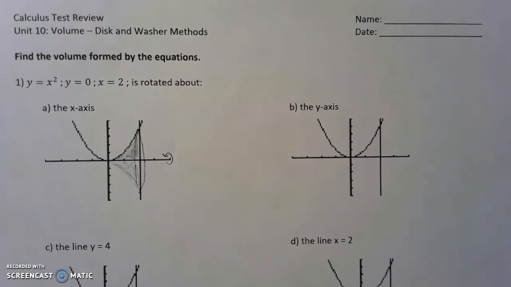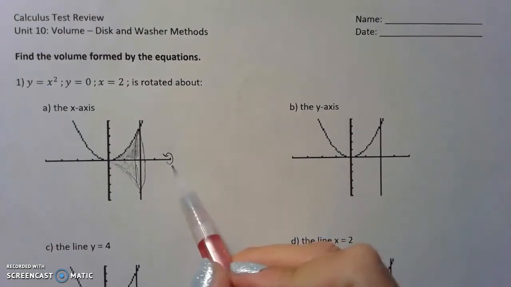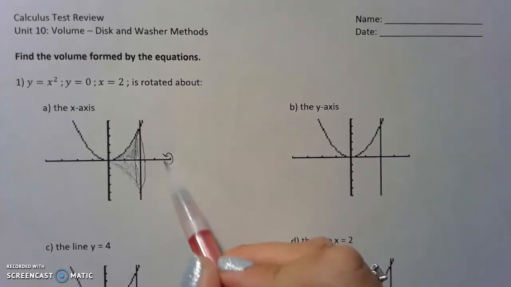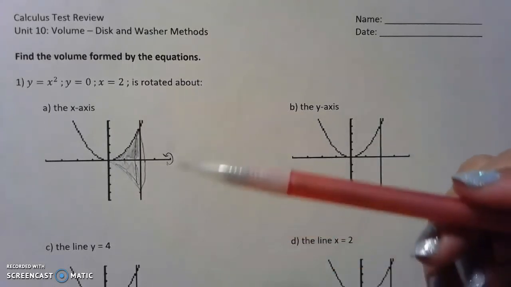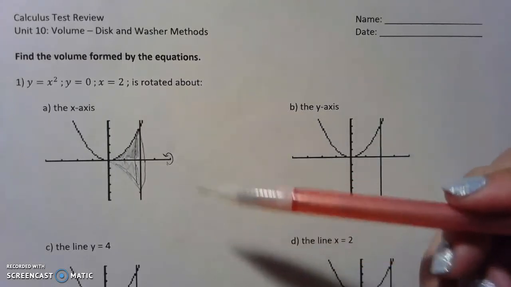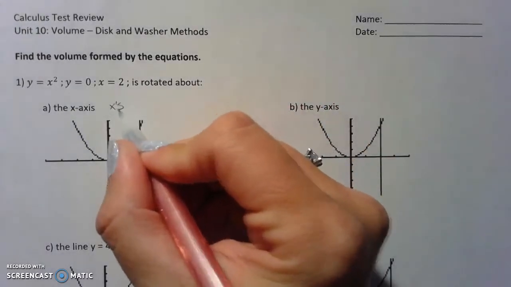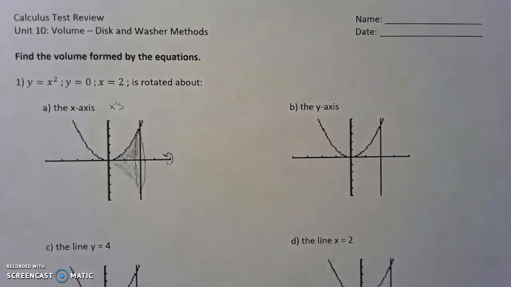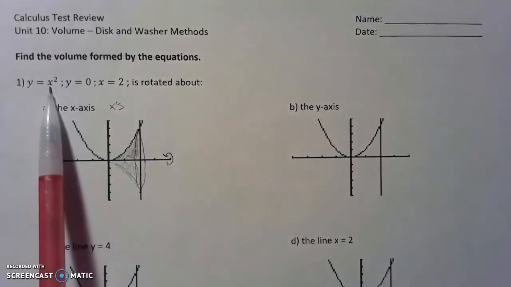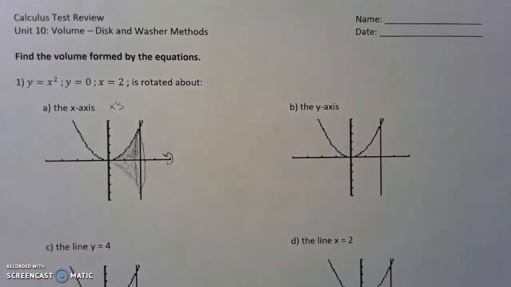First thing that I want to note is that we're revolving it around the x-axis. So this is a horizontal rotation, which means we're going to use x values everywhere. So our equations are already in terms of x, so we don't have to do anything to our equations. The second thing I want to note is, is this a washer method or a disk method?